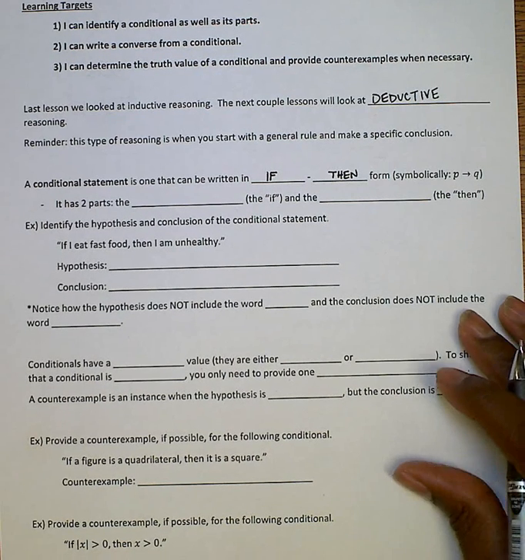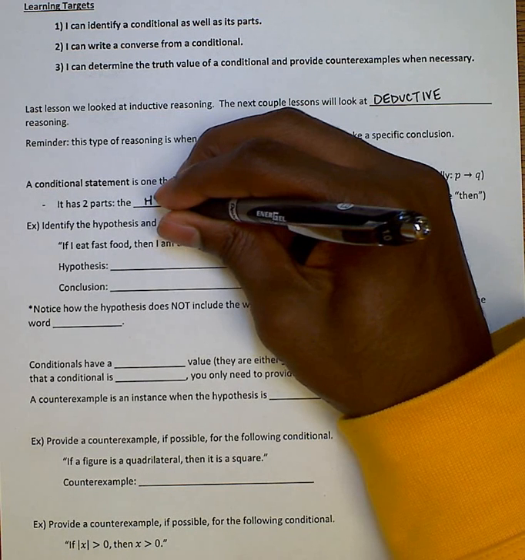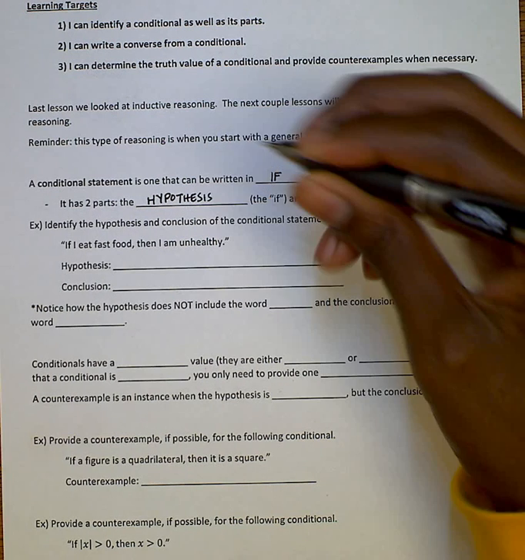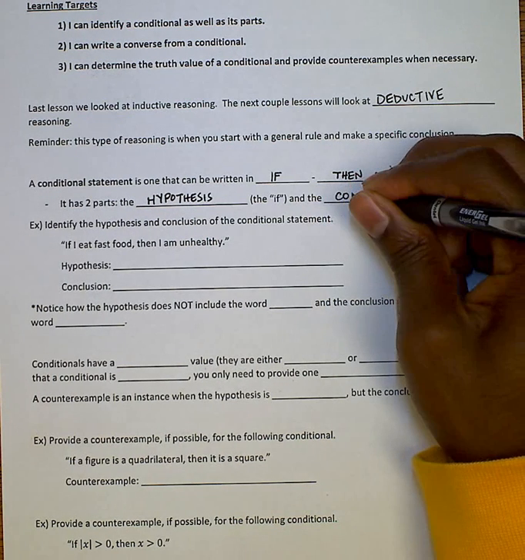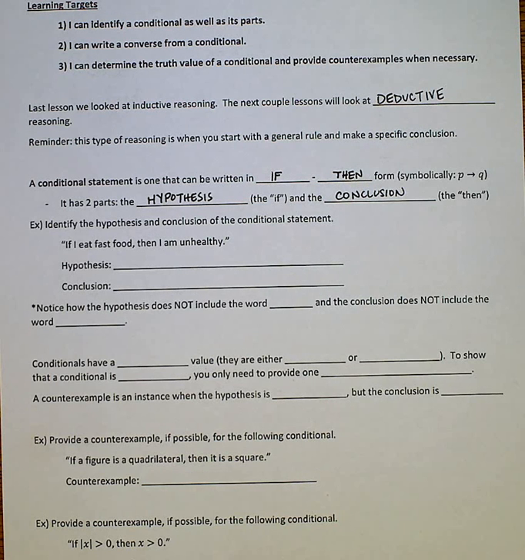It has two parts. It has the hypothesis and the conclusion. The hypothesis is the if part, and the conclusion is the then part. So we'll just make sure that we understand that looking at this example. Identify the hypothesis and conclusion of the conditional statement. If I eat fast food, then I am unhealthy.